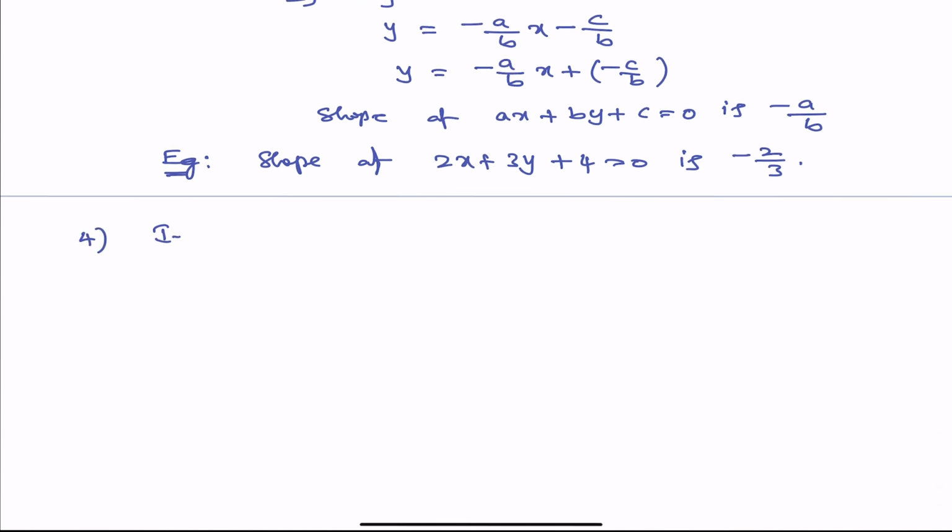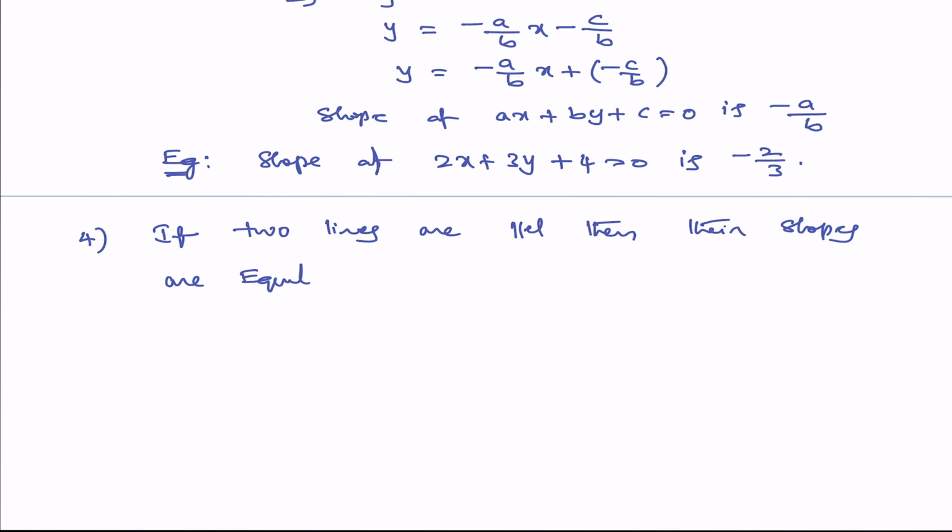Next, 2 points you need to know regarding slope. If two lines are parallel, then their slopes are equal. You can easily check this. Consider a coordinate axis, x-axis, y-axis. Consider two parallel lines. Suppose this is line 1, this is line 2. These two lines are parallel. This line's inclination is theta. What is the inclination of this line? Theta. Why? This x-axis acts as a transversal, so corresponding angles are equal.